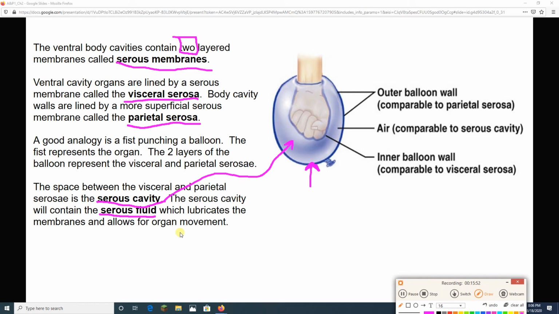Okay, let's reiterate. Ventral body cavity, that's where we are. So front body cavity. Think about thoracic cavity, for example. Organs in the ventral body cavity are surrounded by a double membrane called a serous membrane. The inner layer of that double membrane is called the visceral serosa. It's right up against the organ. Then outside of it is another layer called the parietal serosa. In between is fluid, serous fluid in a serous cavity. All right, we're getting warmed up.